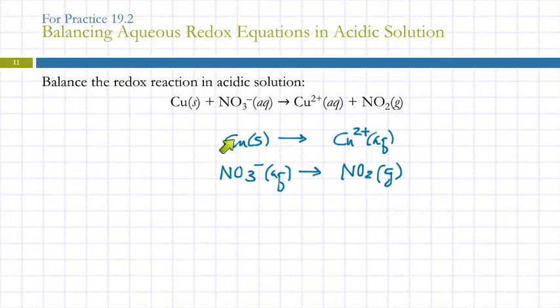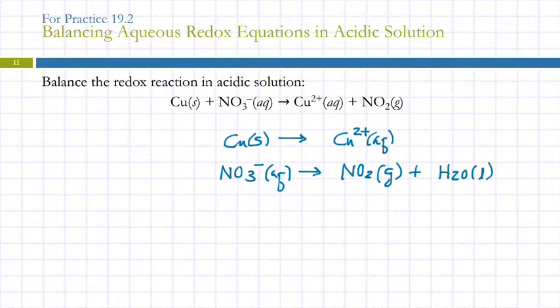First balance by mass: 1 copper, 1 copper, 1 nitrogen, 1 nitrogen, 3 oxygens, 2 oxygens. To balance the oxygens, we're going to add water as needed. You can just add water whenever you want, because it's all dissolved in water anyway. There is a vast excess of water. So it's not like we're putting water in a dry thing that didn't have any water.